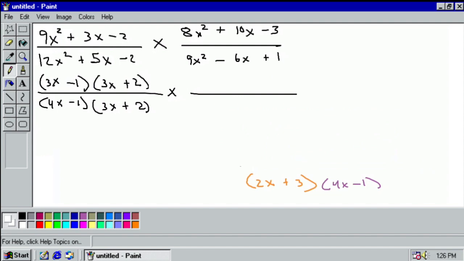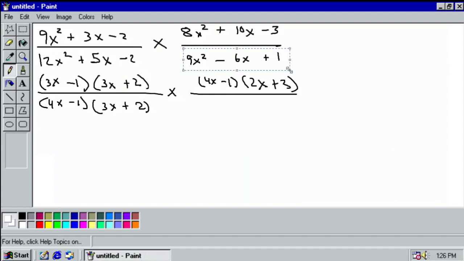Now let's put them on this one: 4x. You can put it on either side, by the way. Plus 3. I'm making this fast because I'm running out of time. We have this.